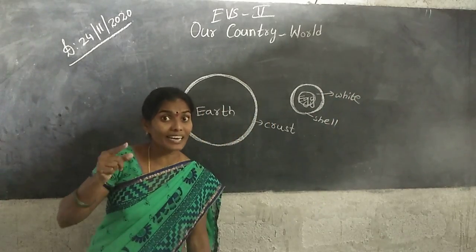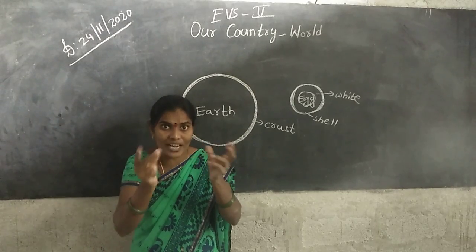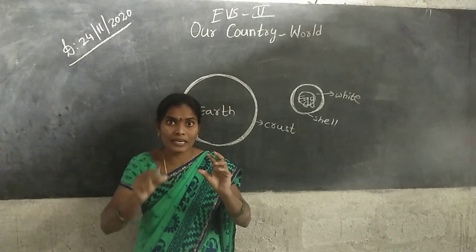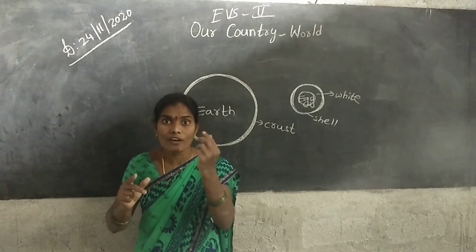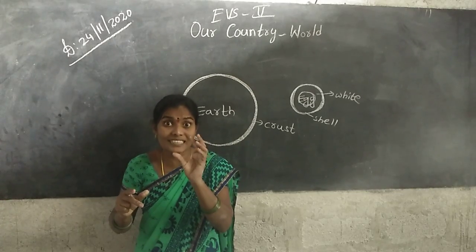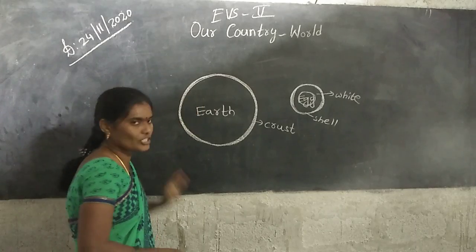Second layer is a white layer, no? When we boiled, we can see. When we remove the shell after boiling, what part is visible first? A white part is visible. We can see the white part. Same like that in earth also.